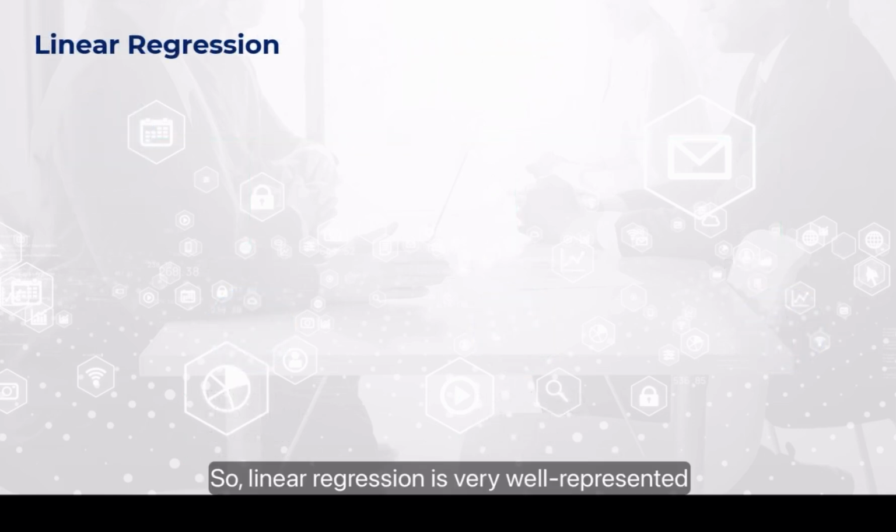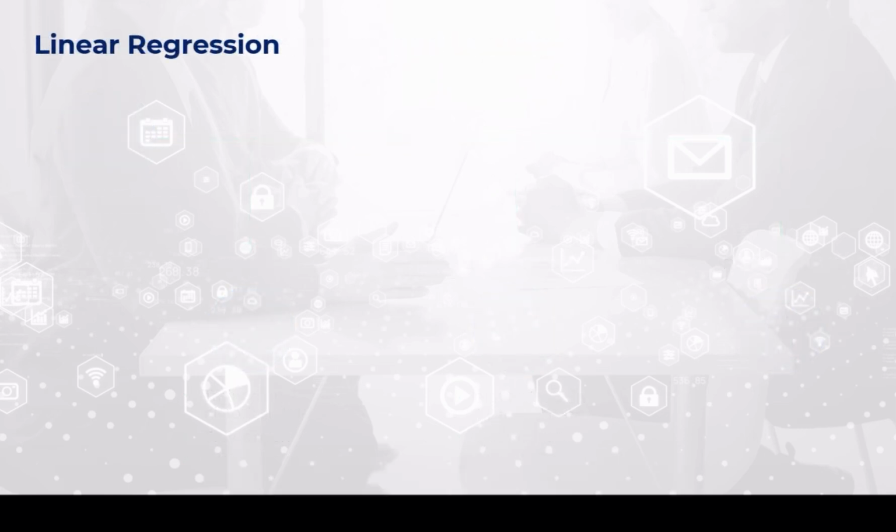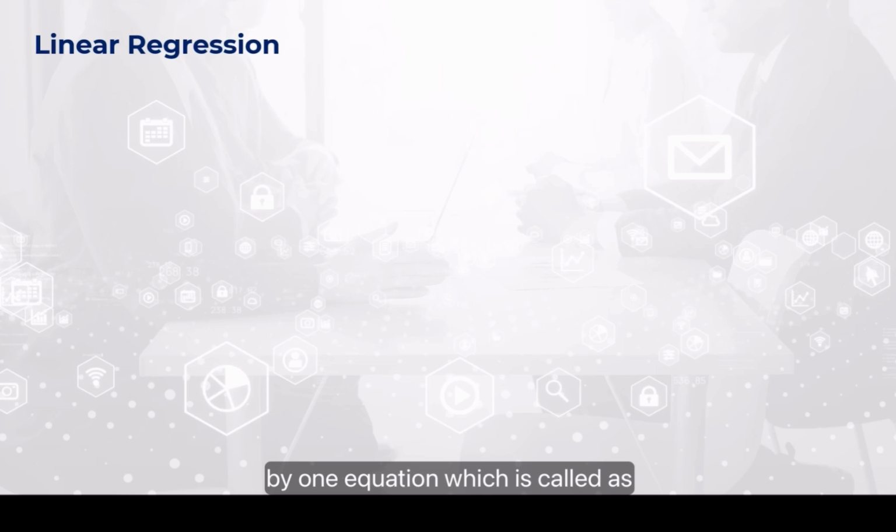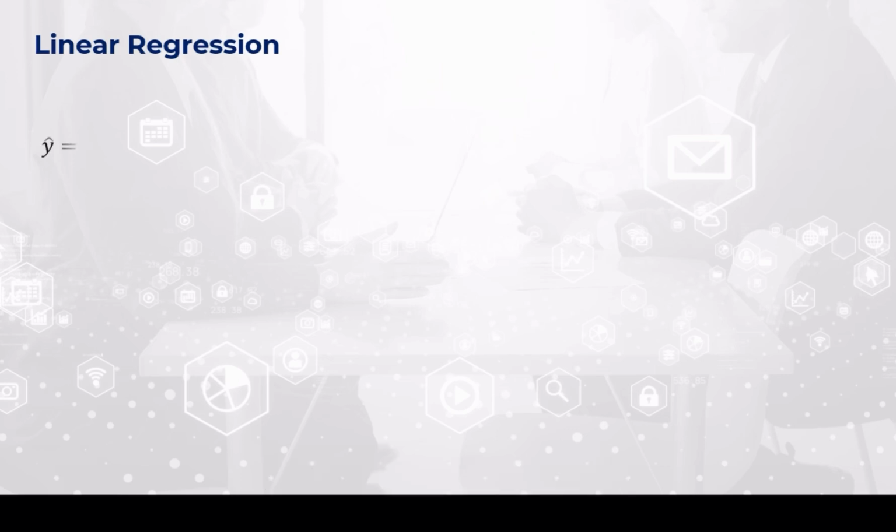So linear regression is very well represented by one equation, which is called y cap equal to beta naught plus beta 1 x1 plus e. Now, you will know we have an equation called y equal to mx plus c. This is the equation of a straight line, right? Similarly, linear regression gives you a straight line equation which will help you in data prediction.